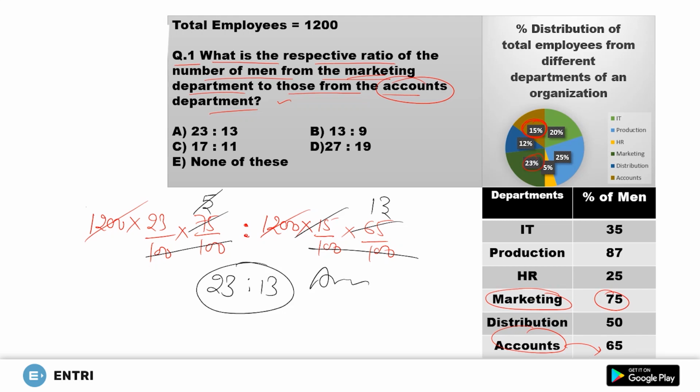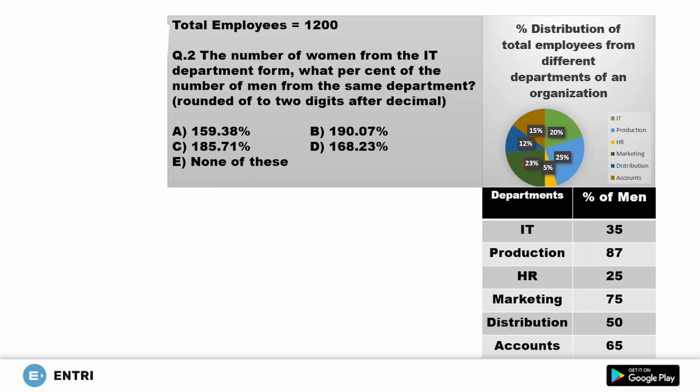So I have already told you, do not calculate this. Just use this ratio symbol and cut those values which are common. Okay, and you will get the answer 23 ratio 13. So I hope the question is clear. Now move to the second question.